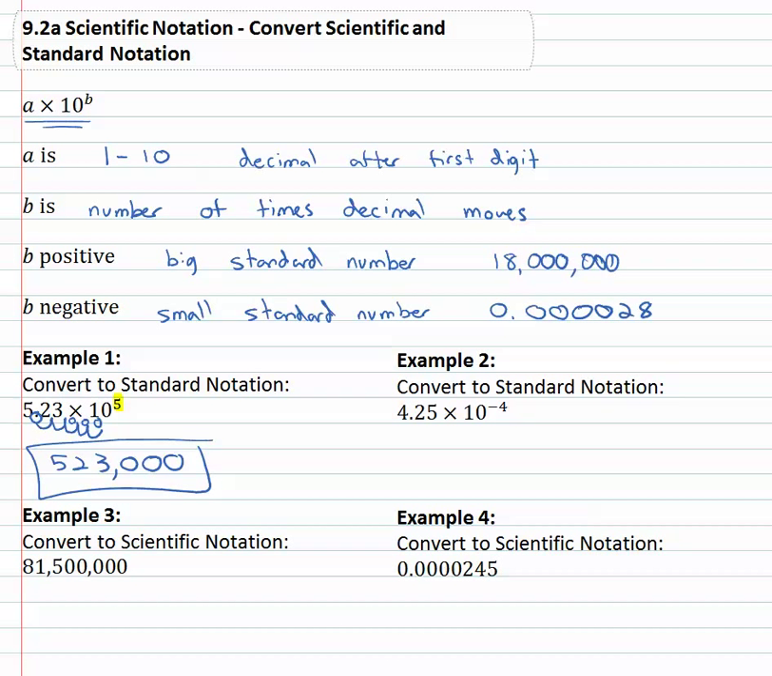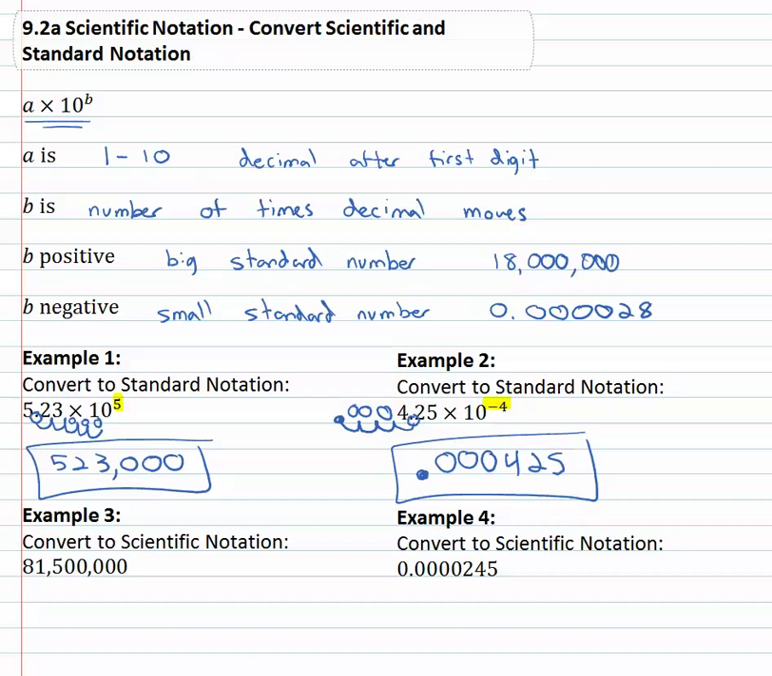Similarly, in example 2, when we have 4.25 times 10 to the negative 4th, we see the decimal needs to move 4 places. Because it's a negative exponent, as we move the decimal, it should become a smaller and smaller number. This means we're moving to the left, 1, 2, 3, 4 times, which means after the decimal point, there are 3 zeros and then the 4.25, giving us our small number.